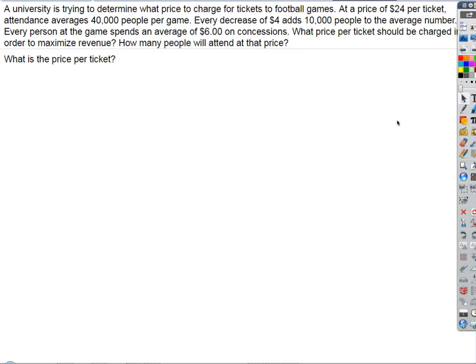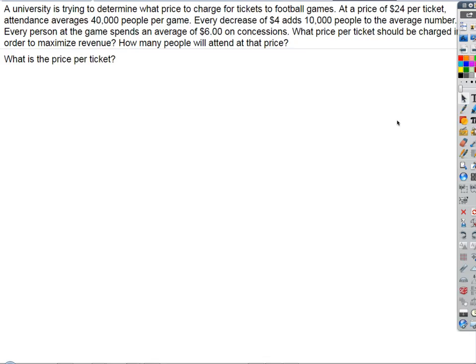All right, so let's see what we got here. The university's trying to determine what price to charge for tickets to football games. At a price of $24 per ticket, attendance averages 40,000 per game. Every decrease of $4 adds 10,000 people to the average number. Every person at the game spends an average of $6 on concessions. What price per ticket should be charged in order to maximize revenue? How many people will attend at that price?